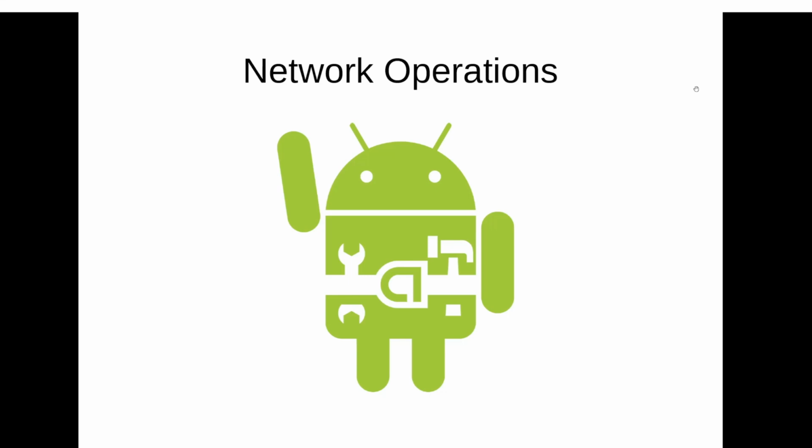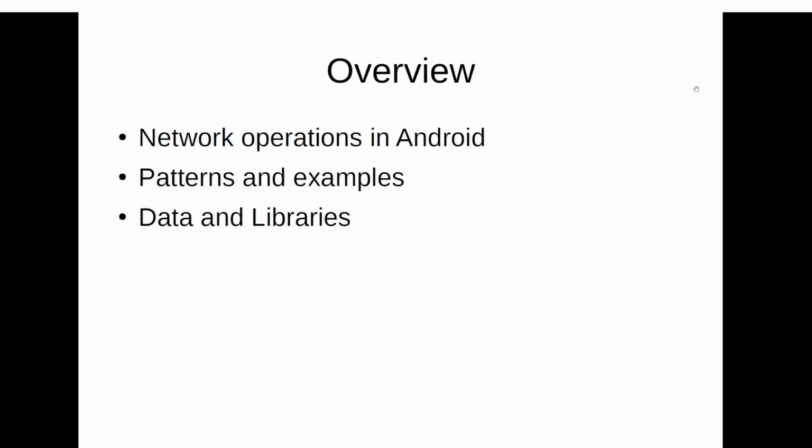Let's look at building internet access into our Android applications. We'll start by looking at the low-level network stack. Then we will look at some of the patterns through examples of how we can access the internet. Then we'll talk about some of the different types of data that we tend to access when we connect to the internet and look at some of the libraries that will help us process those data.